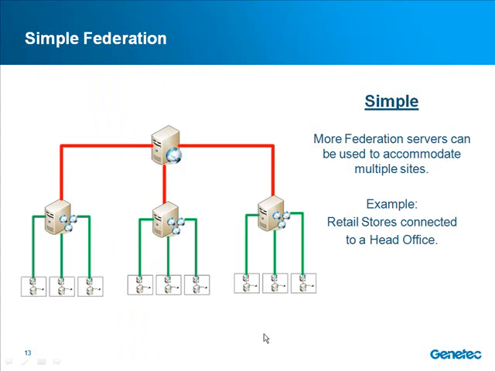We can have multiple levels of federation to accommodate for multiple sites. A federated entity cannot go to multiple directories, so we recommend only having one federation server per site. A good example of a simple federation setup would be a group of retail stores that are connected to the head office. Each store may only have a small number of cameras, but the head office would be able to monitor all the cameras or other entities at every store if they wanted to.